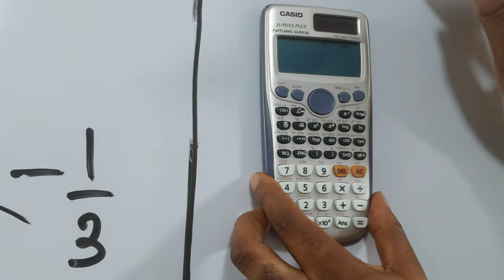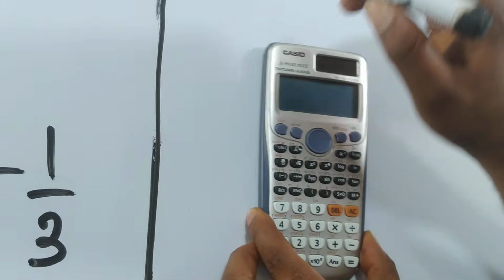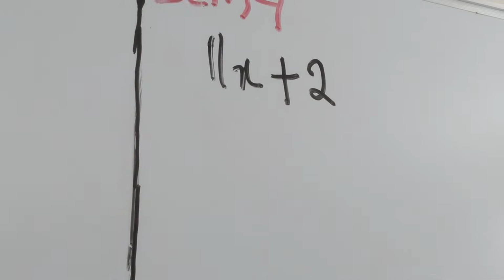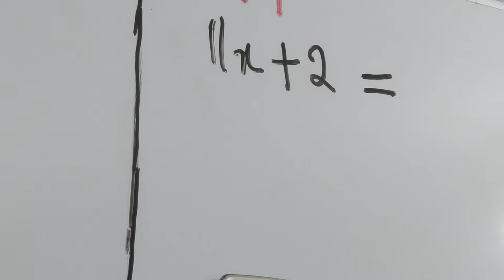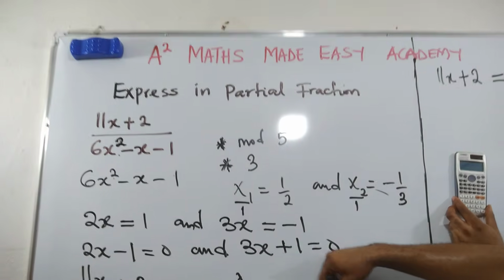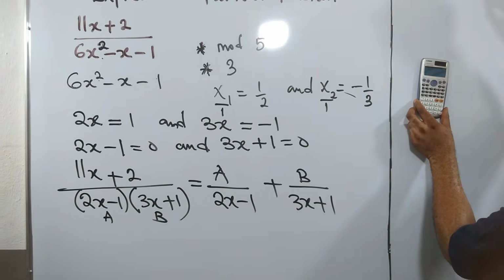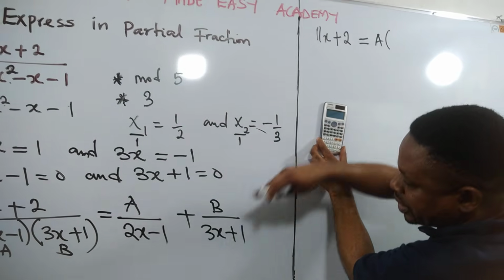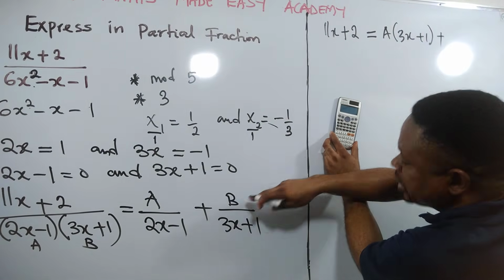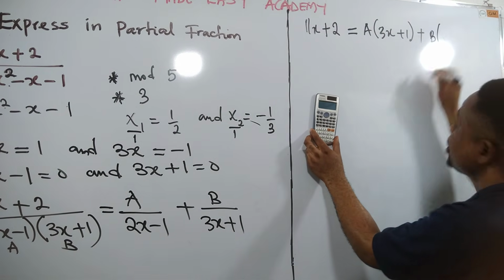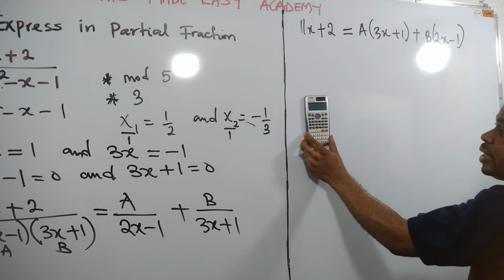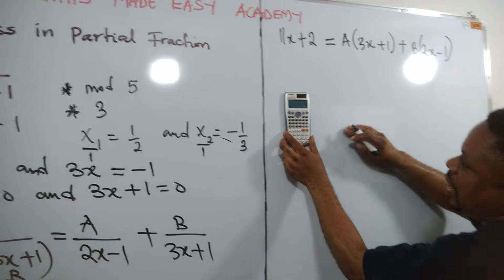Now what do we do? If you observe the question, before the calculator method, I want you to observe the question. It is 11x plus 2. Neglect the denominator. Then it's now equal to, remember from the question, this is A and this is B. You cross multiply. As I cross multiply, I'll be having A bracket 3x plus 1. Then you add. Now cross this one to this, you have B bracket 2x minus 1. So this is exactly what we are going to cue in using calculator method. Yeah, let's start.